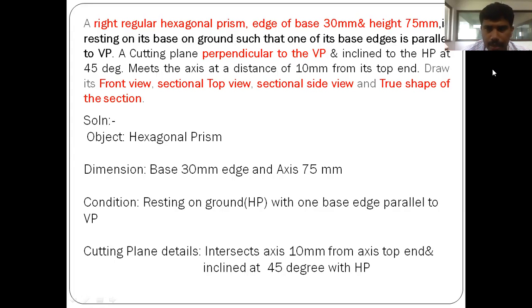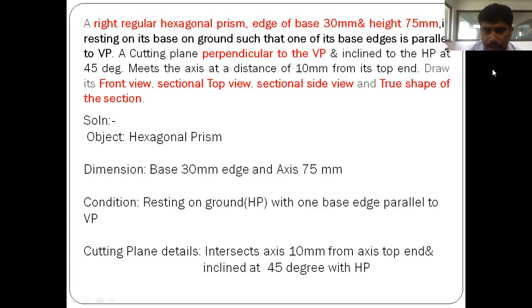Coming to the solution. The very first thing, as in the previous problem, is to analyze the problem. In that analysis, we have to understand what the object is. The object is a hexagonal prism with a base edge of 30 mm and an axis of 75 mm. And what is the object's position? It is resting on the ground, the HP, with one base edge parallel to the VP.